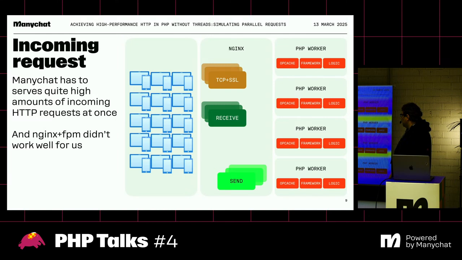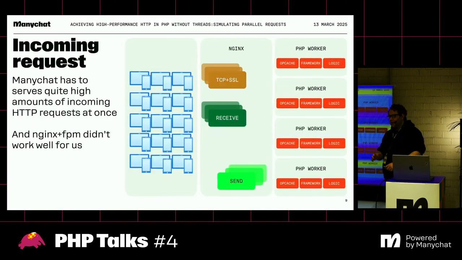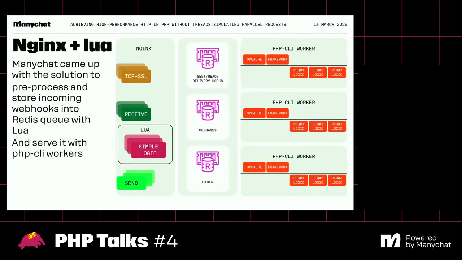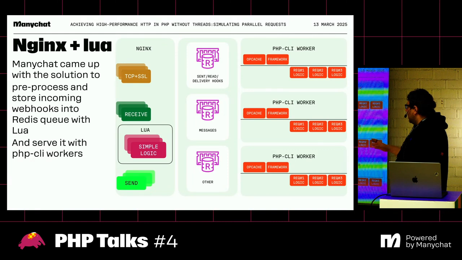And Manychat, when we exponentially grew, had a problem with this approach, and Nginx plus FPM wasn't enough for us because you can imagine if there are lots of concurrent requests, you need to have the same amount of PHP workers to handle all those concurrent requests. So we came up with our solution with several iterations.